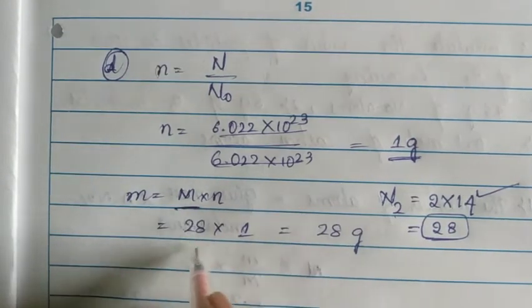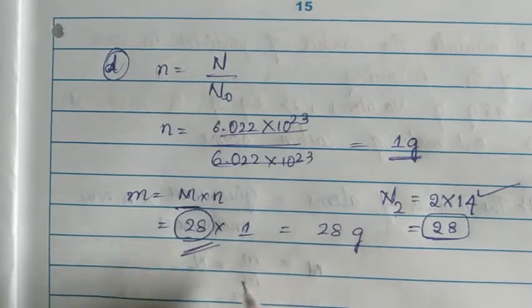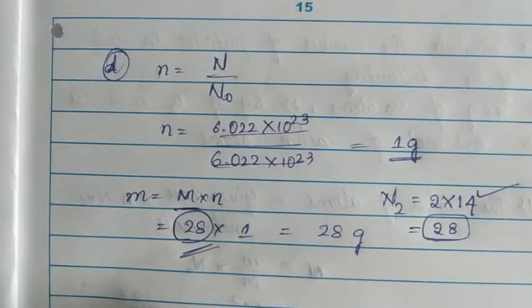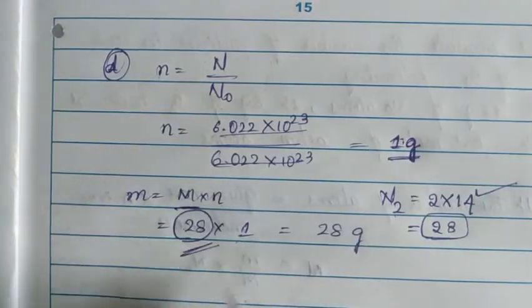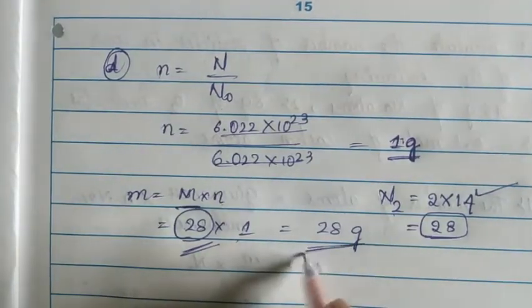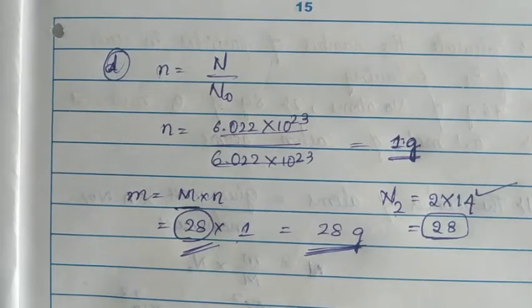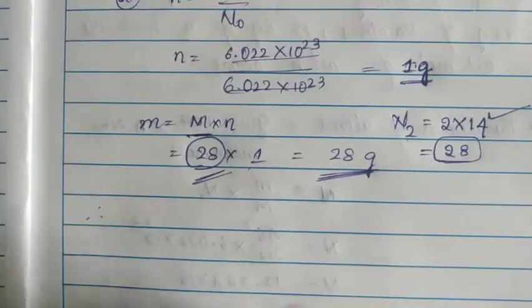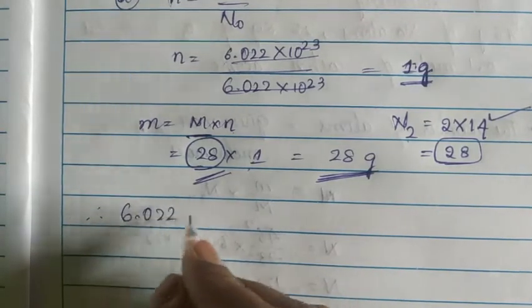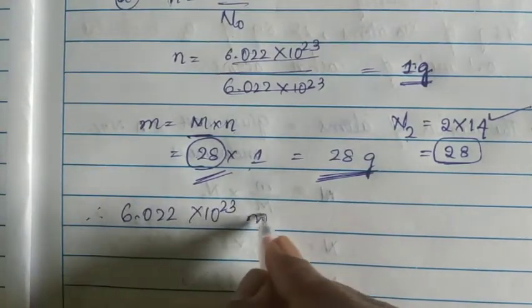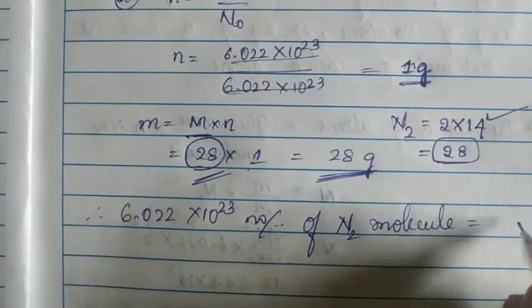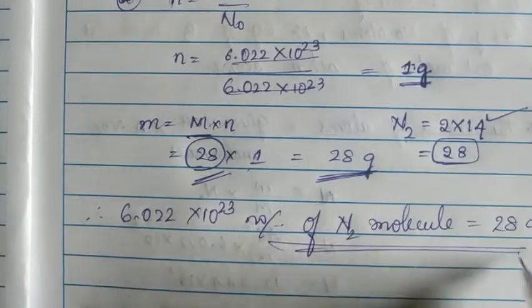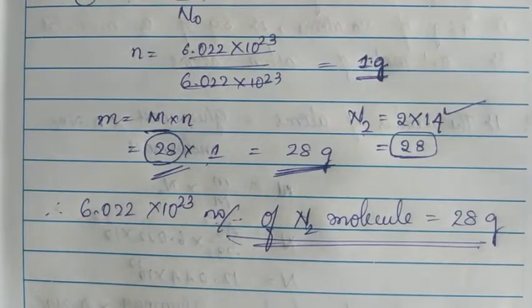Now substitute here. Molar mass of nitrogen is 28 and the given number 6.022 into 10 to the power of 23 number of nitrogen molecules is having the mass 1 into 28, it gives 28 grams. Therefore, 6.022 into 10 to the power of 23 number of nitrogen molecules is having the mass of how much? 28 grams.